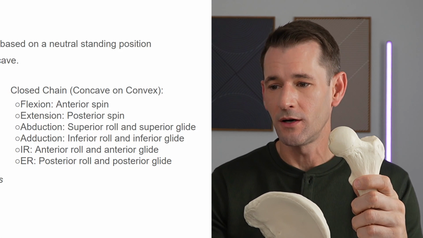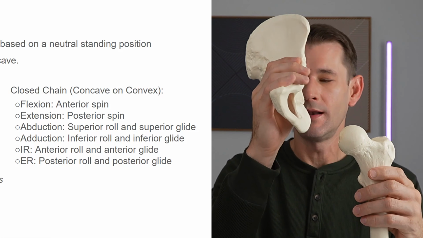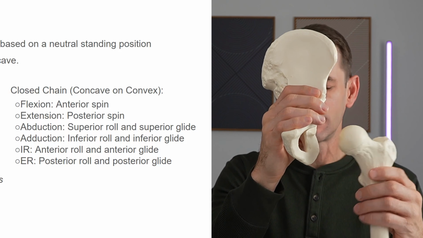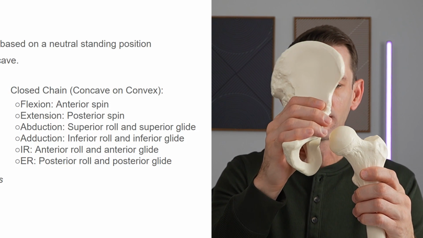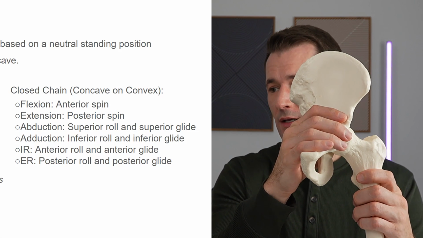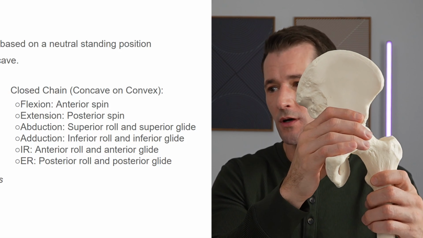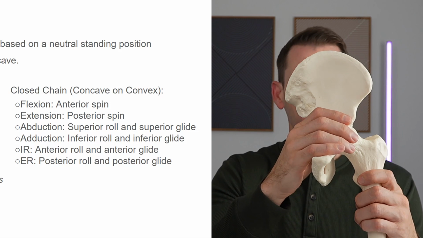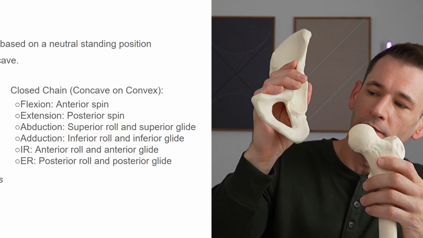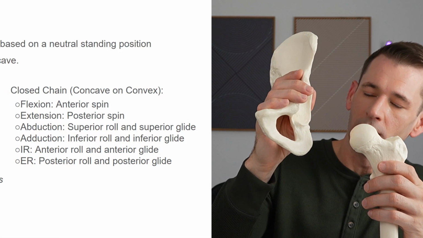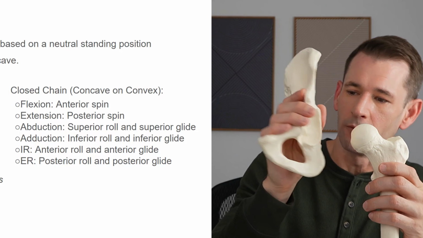Next, let's talk about closed chain movement. So closed chain movement, now the innominate is moving on a fixed femur. So I'm going to fix this femur in place. Now we have concave on convex movement. Keep that in mind when we get to our frontal plane movements. So in flexion, again, the articular surface of the moving segment is what we care about. So right now the acetabulum and what it's doing is what we care about.